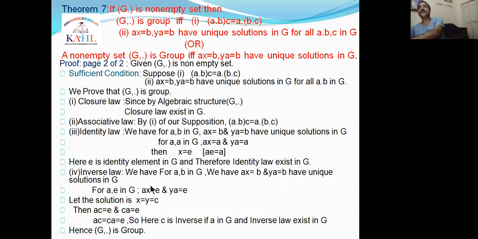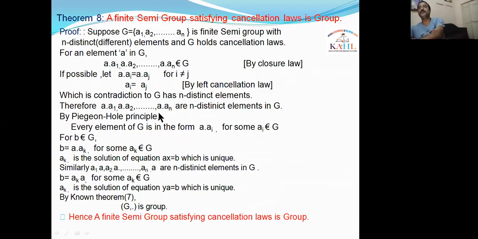What is the theorem? If ax = b and ya = b each have a solution, this implies (G, ·) is a group. This is a sufficient condition, is it right? We have proven these two, that's why (G, ·) is a group in this theorem, by using that previous theorem. Hence, a finite semigroup G was taken here, and it is a group. That means a finite semigroup satisfying the cancellation law is a group. The theorem is over.